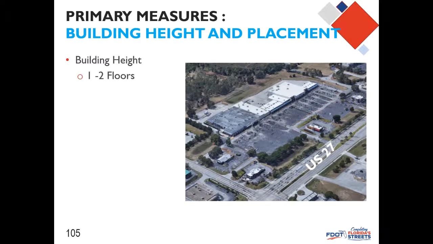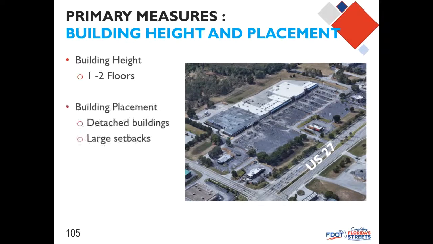Let's look at our building height and placement for primary measures. 1 to 2 floors. Building placement, these are detached buildings with large setbacks. You can see these large parking lots. In fact, they're so large they even have out parcels up closer to the street along these large shopping centers. There are really no fronting uses along this highway.